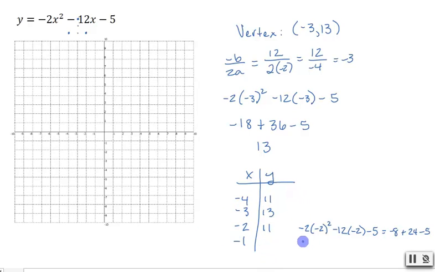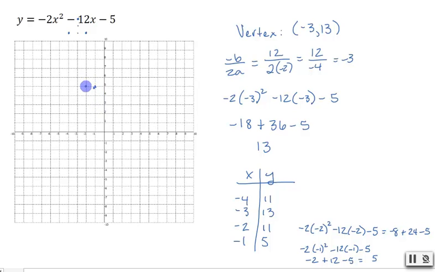Let's try putting in a -1. -2 times -1 squared minus 12 times -1 minus 5. That is 1 times -2, -2, plus 12 minus 5. That's a -7 plus 12 is 5. So we have a -1, 5.